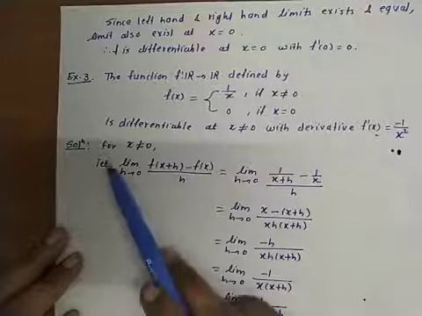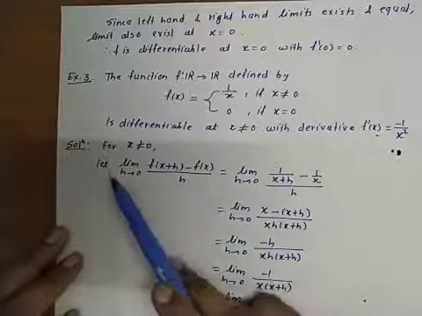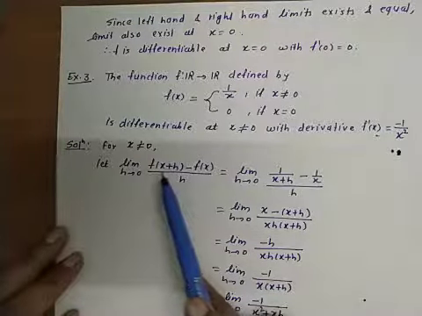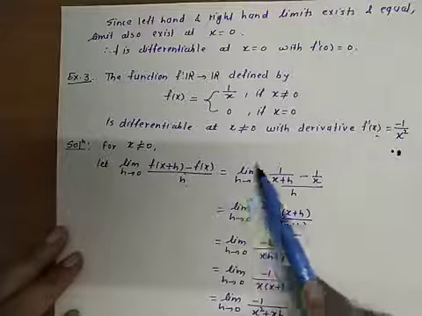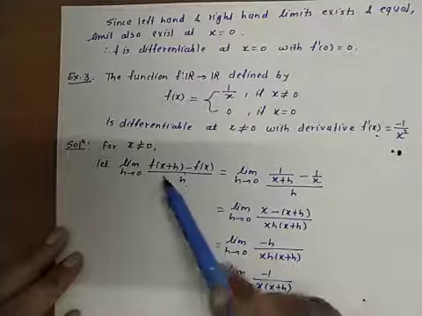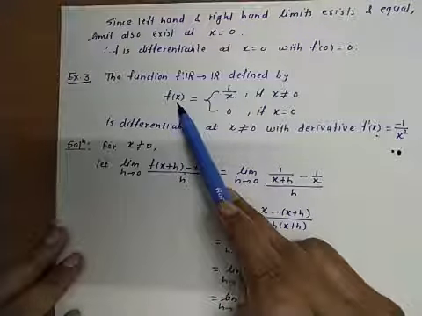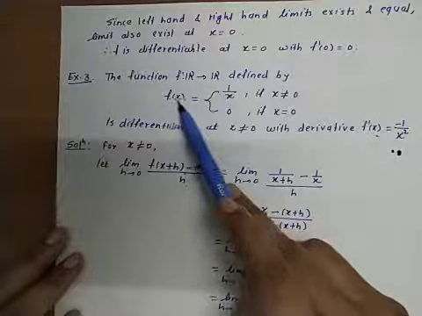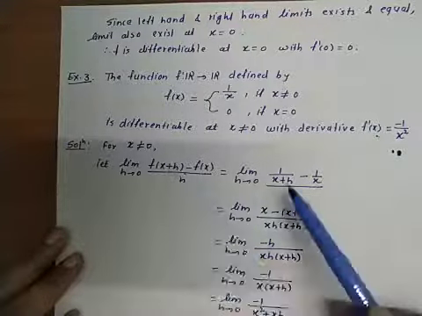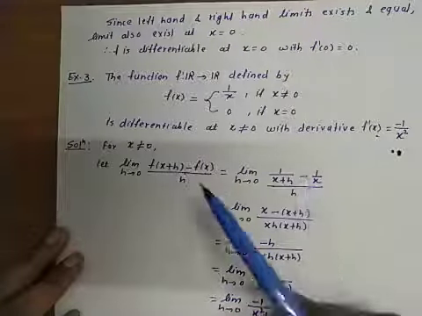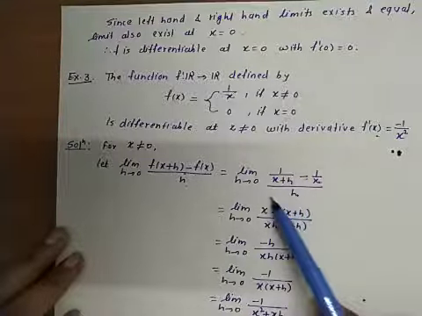So first in the solution, for x not equal to 0, what is the formula for f dash of x? f dash of x is the limit of f of x plus h minus f of x upon h as h tends to 0. What is f of x plus h? Our f of x is 1 upon x, so f of x plus h will be 1 upon x plus h, minus f of x, which is 1 upon x, all upon h. Now let us simplify it.